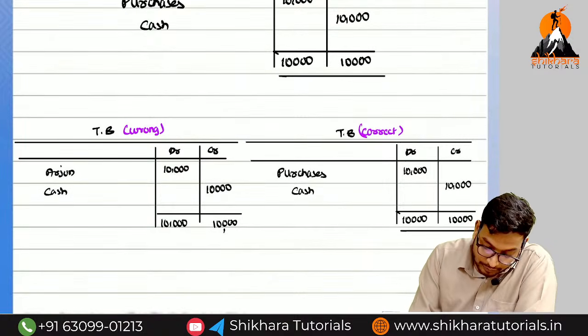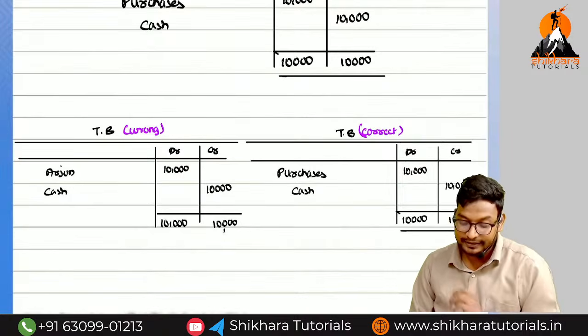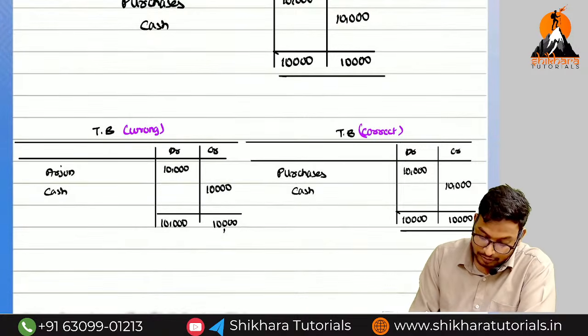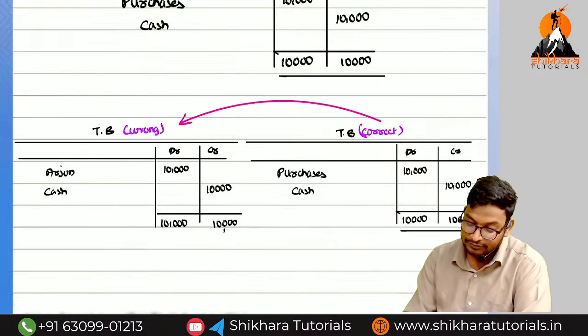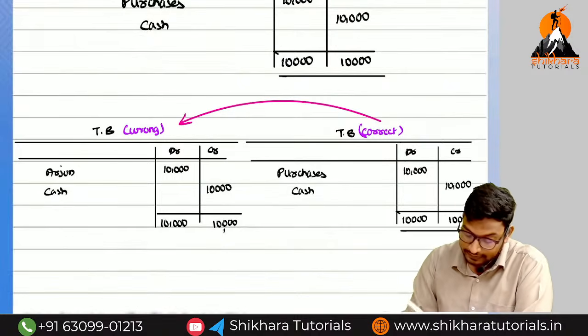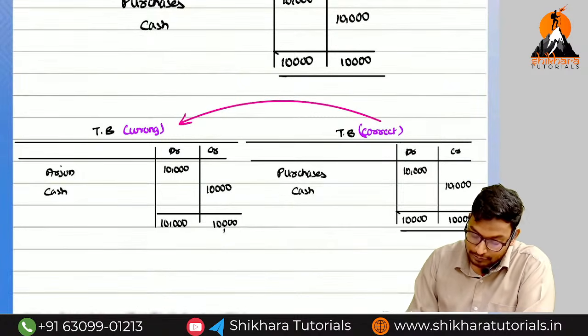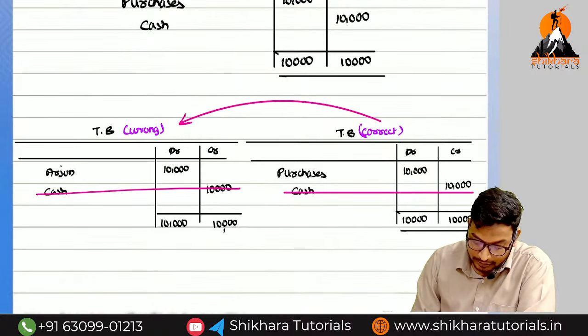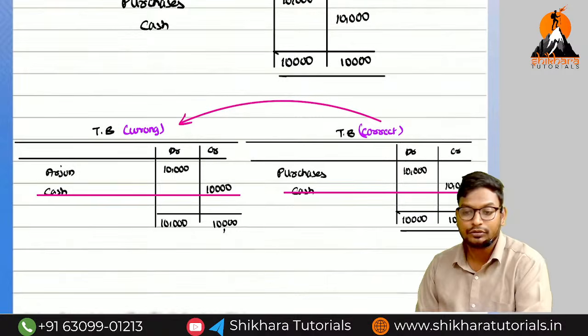So what are the right things? What do the right things mean? So we have to compare the correct with the wrong. Okay? Cash, which side should it be? Credit side. Here also credit side only, right? So you can strike off the cash because it is correctly there. Are you getting the point? Okay. Amount also same.